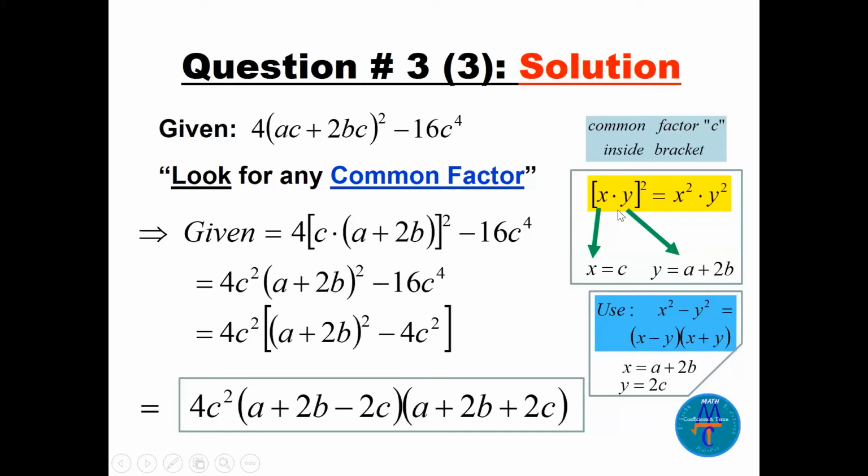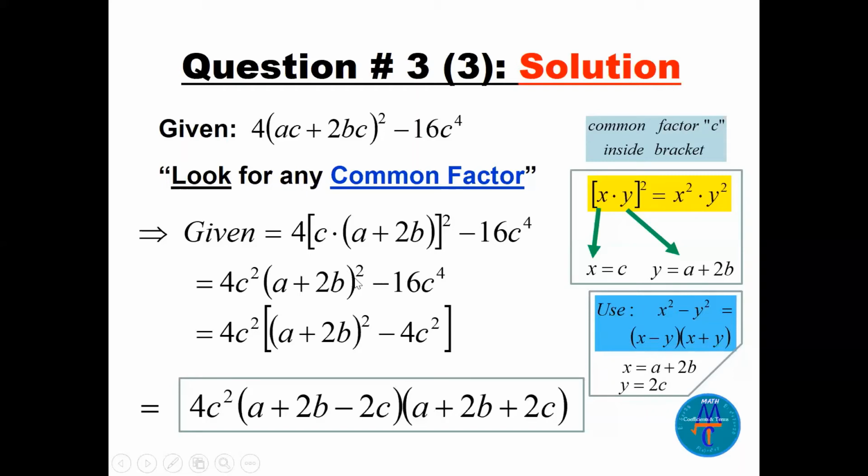This is the formula here. I put this one to help you. If you have a number and a number, squared, times, remember this is a times only, x squared times y squared. So this x here in the formula, this is the C, and this y is A plus 2B. So I square each one. So now I have 4, see 4 in the question, I did not touch 4. 16C power 4 also I leave it. I will do it later. So now this is C squared is the common here, A plus 2B squared. Now let's look, this is a term minus a term.